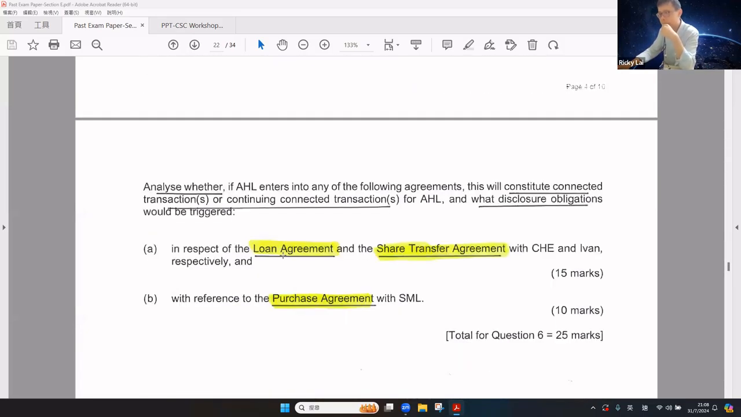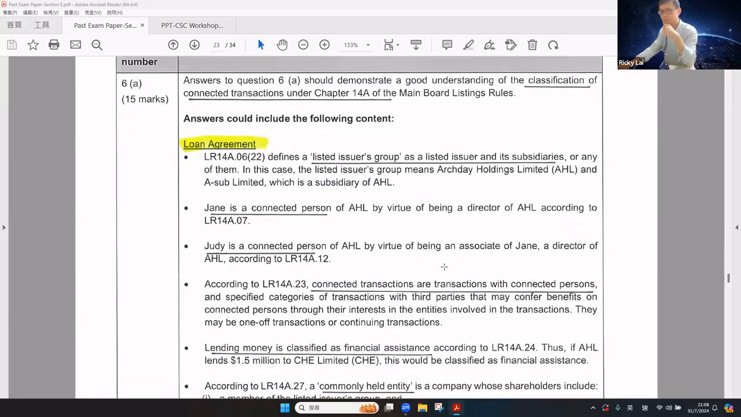We can also use everything you have highlighted and underlined as headlines. First of all, the loan agreement is the headline. What are the listing rule requirements? The listing rules define a listed issuer group as a listed company and its subsidiaries, or any of them. In this case, the listed company group means AHL and this subsidiary, which is a subsidiary of AHL.